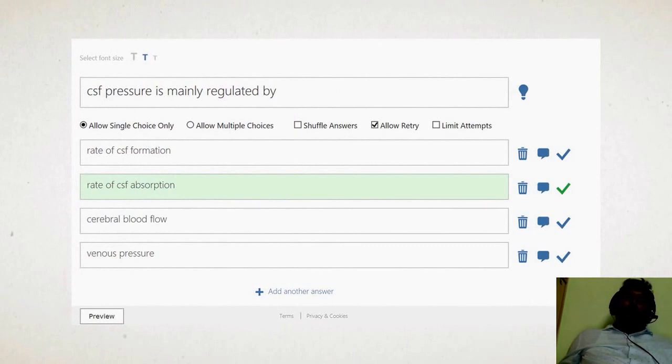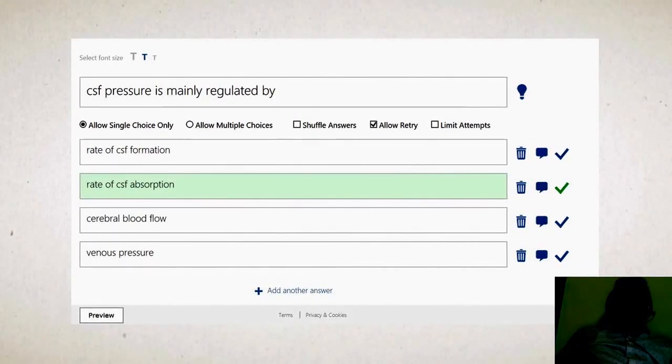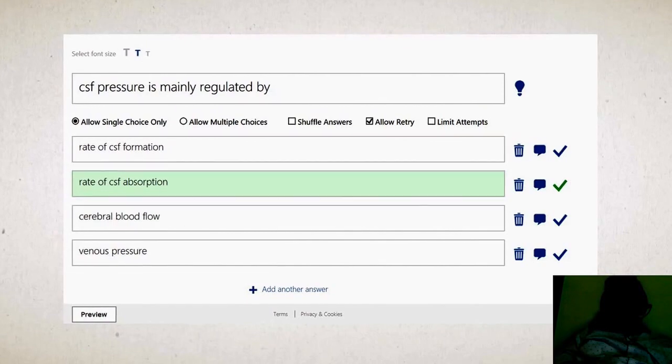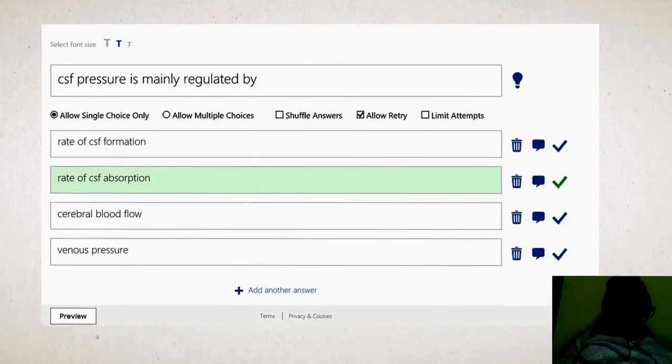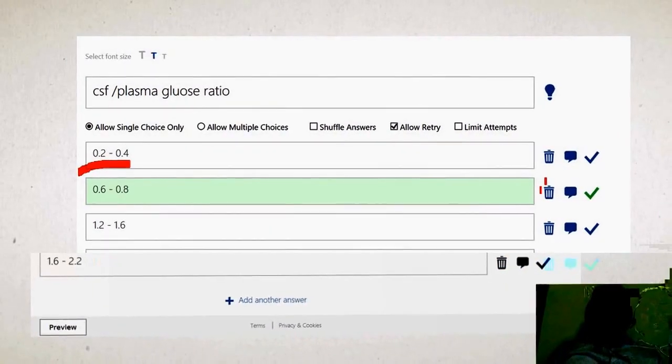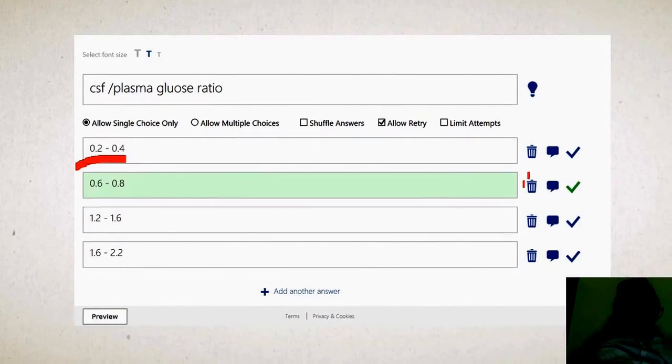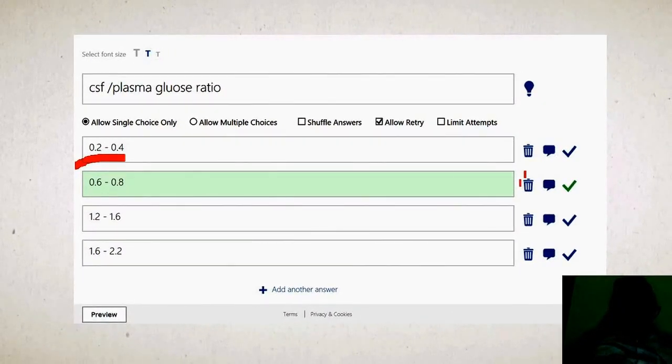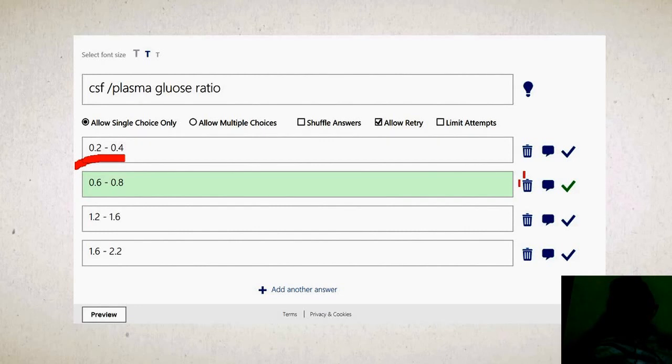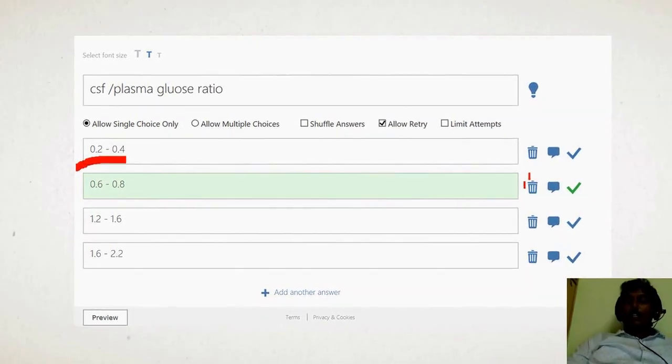So let's test ourselves. CSF pressure is mainly regulated by: rate of formation, rate of CSF absorption, cerebrospinal fluid, or venous pressure. It would be mainly regulated by the rate of absorption. CSF to plasma glucose ratio would be: 0.2 to 0.4, 0.6 to 0.8, 1.2 to 1.6, 1.6 to 2.2. It would normally be two-thirds of the plasma glucose, so the answer would be 0.6 to 0.8.